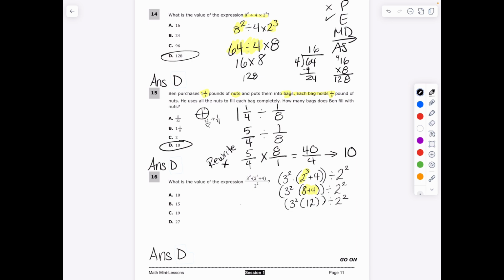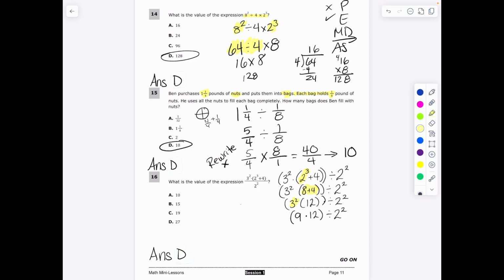All right, now I can't do anything else to that 12, but I know I'm multiplying it by 3 to the second power. So let's fix that. 3 to the second power is 9. So 9 times 12 divided by 2 to the second power. Okay, so all I did was deal with that exponent.